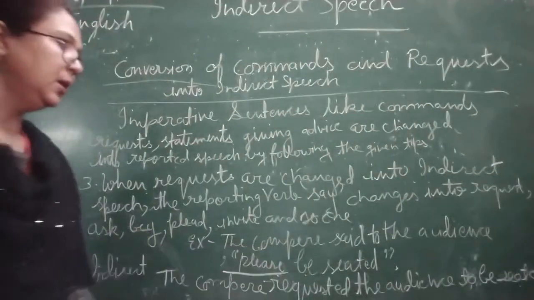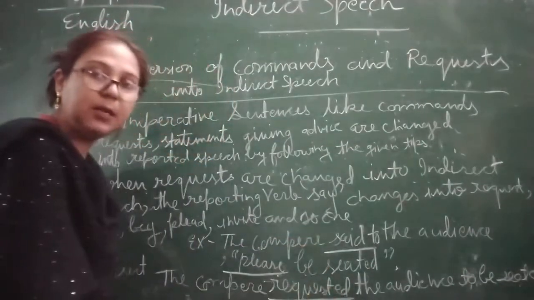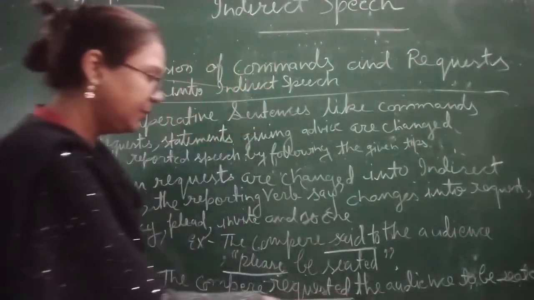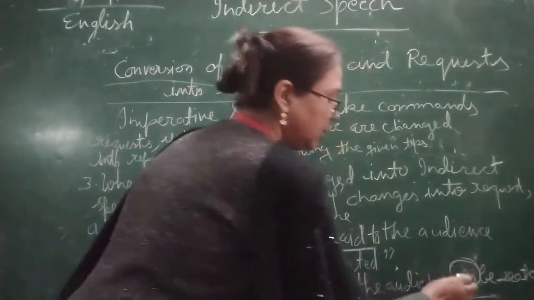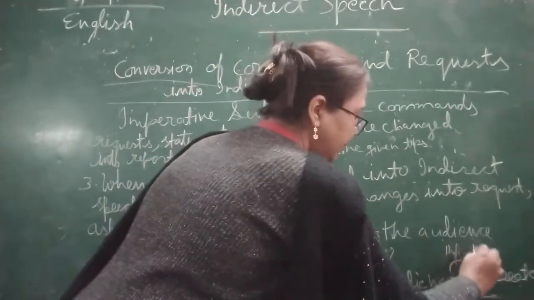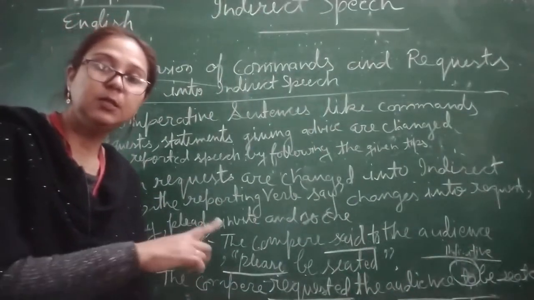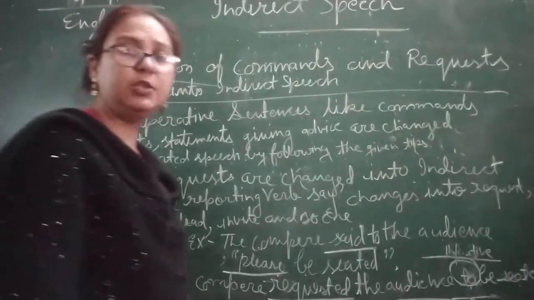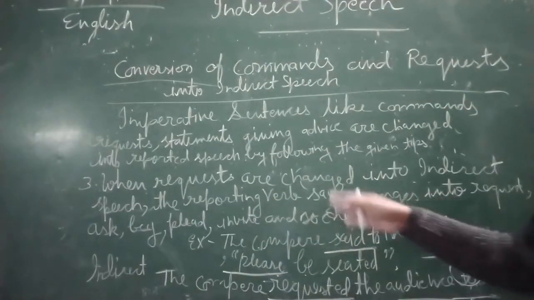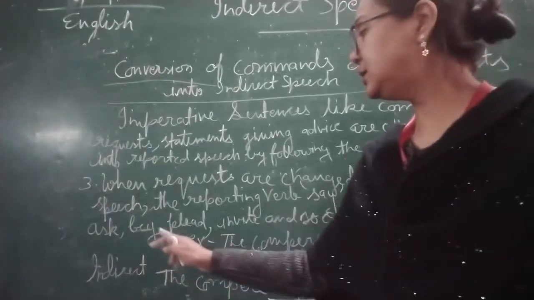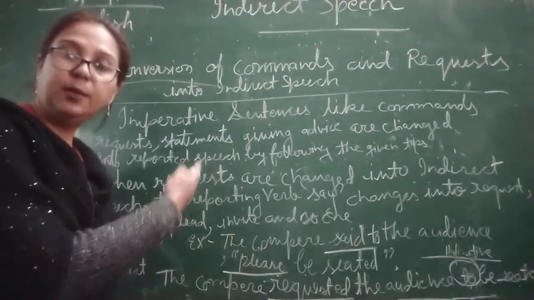Now here, children, what have we changed? Only the reporting verb. We have used requested, and after that, requested the audience to be seated. Audience to be: this is the infinitive. As we have discussed yesterday, to, and after that the verb is placed. So this is how we can change these types of sentences based on request. In place of say we will use request, ask, beg, plead, invite, and so on.